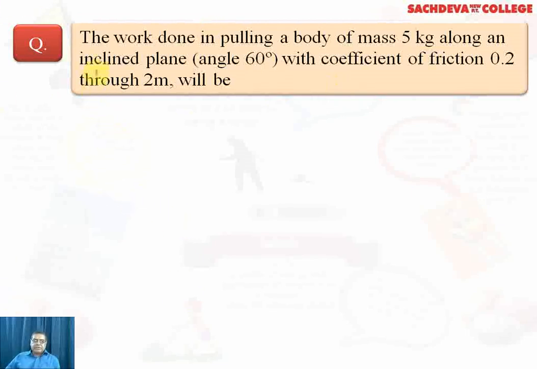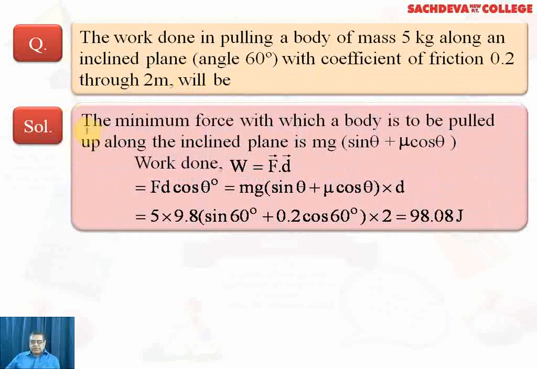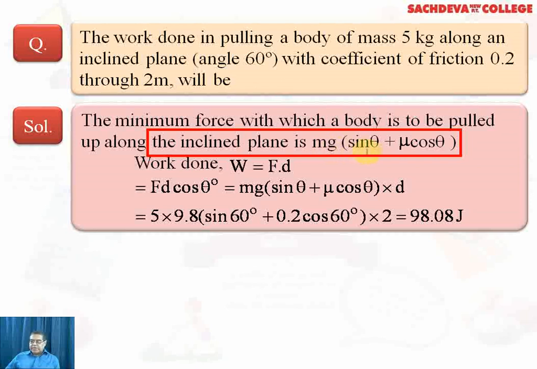Now our question is the work done in pulling a body of mass 5 kg on an inclined plane where the angle of the plane is 60 degrees, the coefficient of friction mu is given as 0.2, through 2 meters. To solve this question, the minimum force with which a body is to be pulled up along the inclined plane, this I have explained in pulleys and inclined planes. The formula is given as mg into sine theta plus mu cos theta.